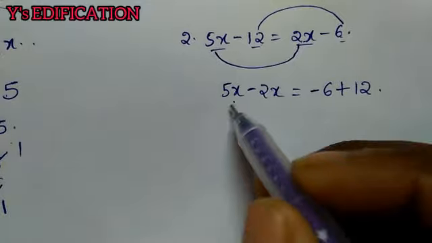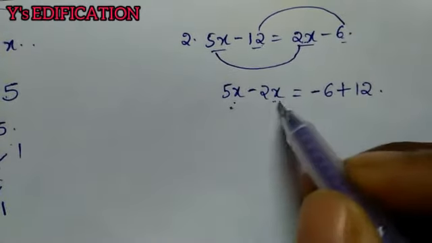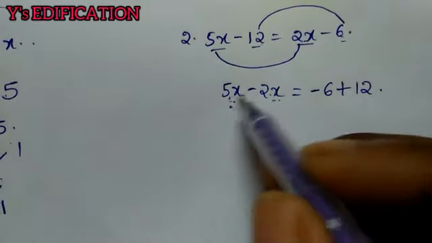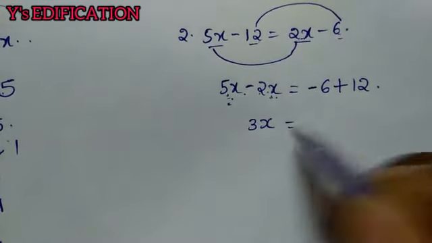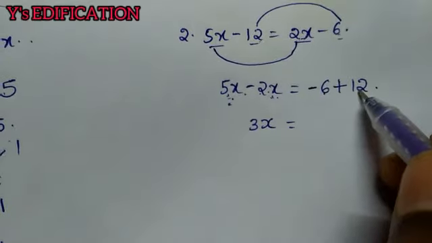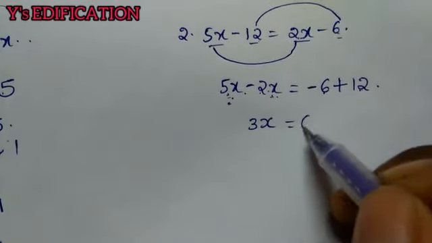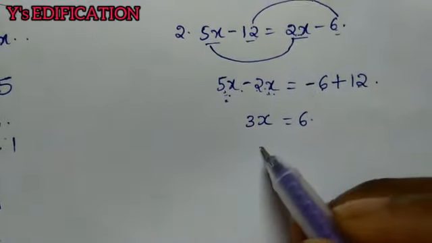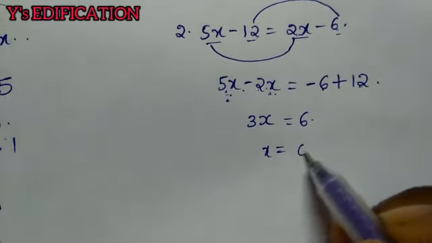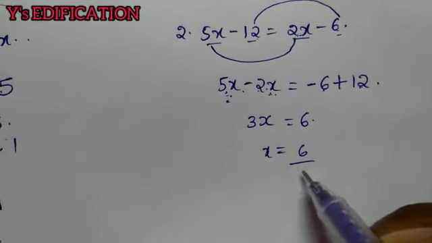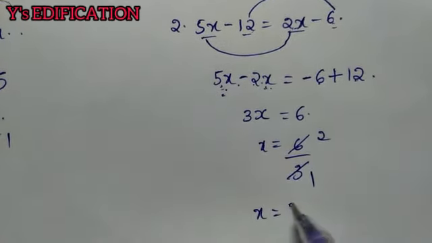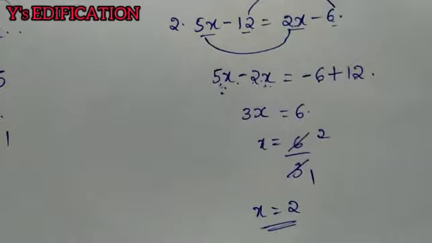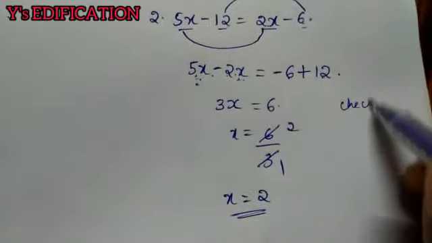Now both are the same variable, 5x and 2x, so we can subtract 2 from 5. So what is 5x minus 2x? 5 minus 2 is 3, so 3x is equal to minus 6 plus 12. That means 12 minus 6 is 6. Same way we want the x value here, so shift this 3 to RHS. 3 into 1, 3 into 2. So what is the x value? x value is 2.